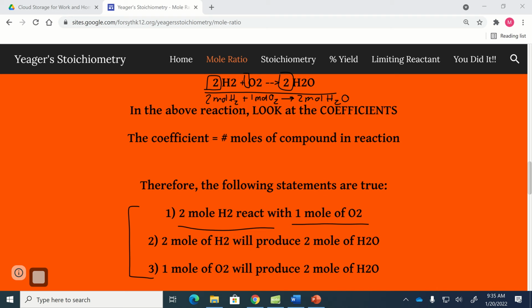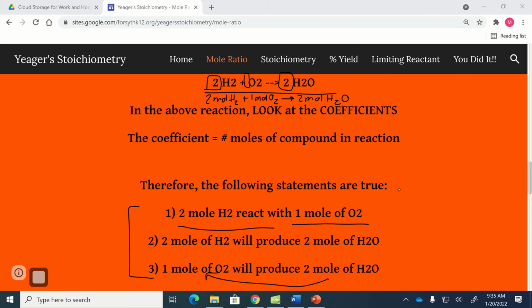All right? Or I could say 2 moles of H2 form 2 moles of H2O, or vice versa. I could say 2 moles of H2O are formed if 1 mole of O2 reacts. All right? So that is what we are looking for there. That is the ratio that we're looking for.